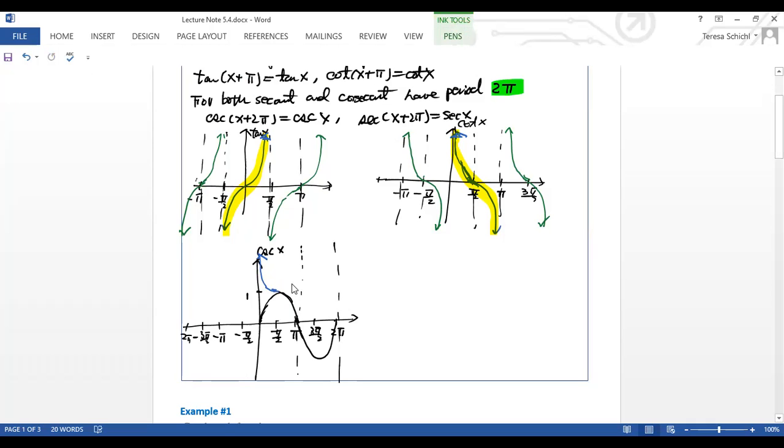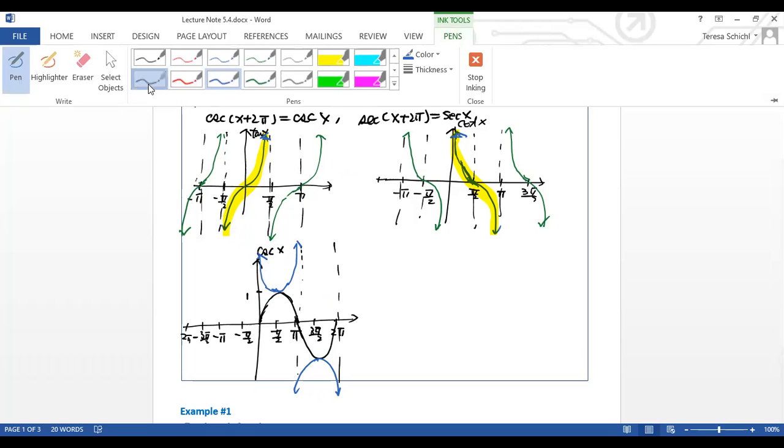Okay, so this is my cosecant here. And the same way, this one is going to flip down here, right? So the cosecant is going to have asymptotes at the pi and the 2 pi. Also, the cosecant does not have an amplitude, right? Because it goes to infinity, just like the tangent and cotangent.